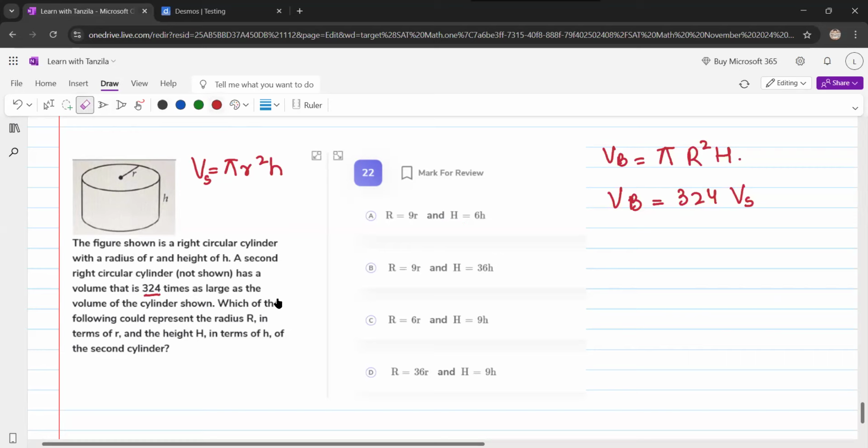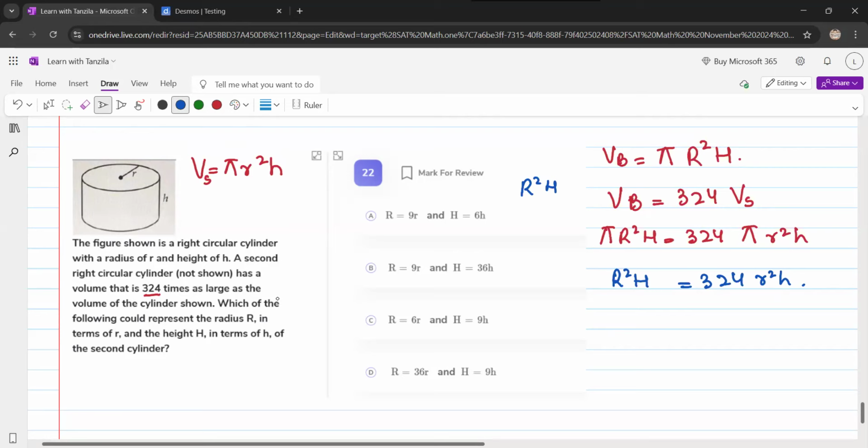Okay. Now, how would you do it? Volume of the bigger cylinder is pi R square H, which is 324 times volume of the smaller cylinder, pi r square h. Now, divide both sides by pi, pi is gone. So R square H is equal to 324 times r square h. Now, what do you want? From here, you find R square H in all the options and see where you are getting 324 r square h.